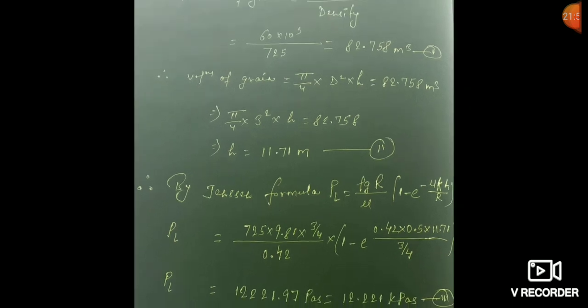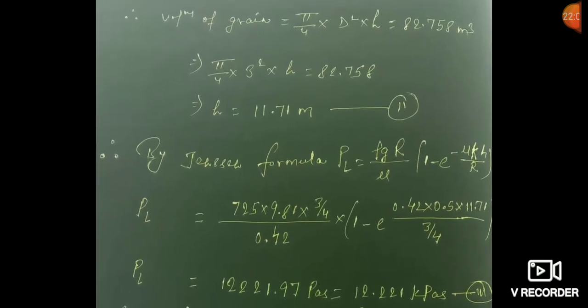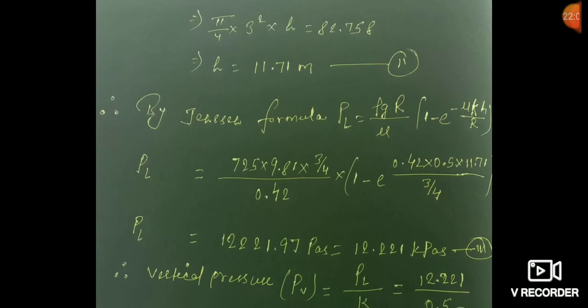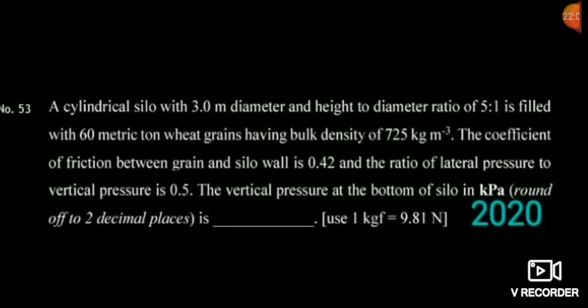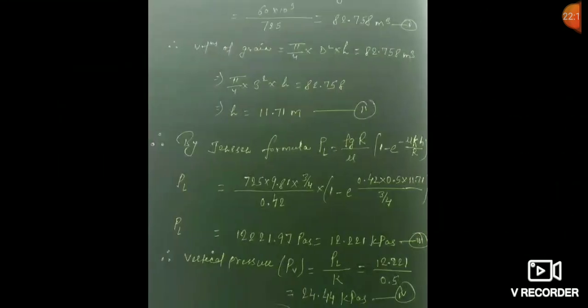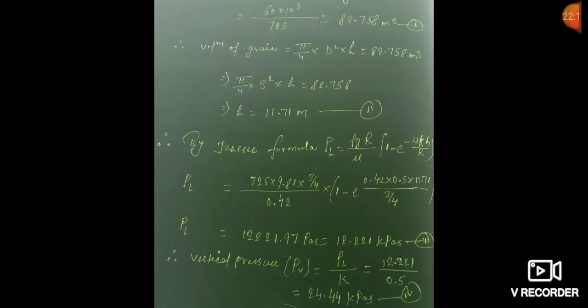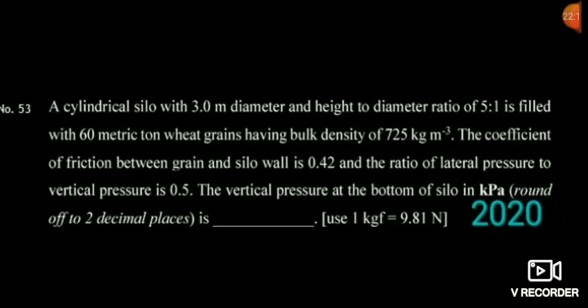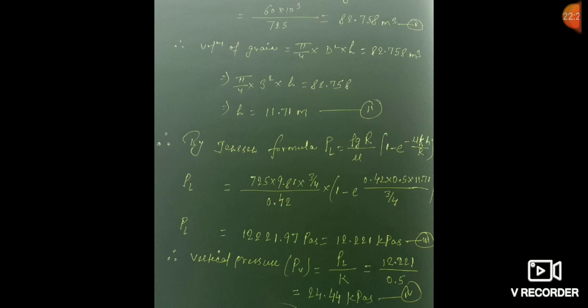Here I have calculated the height of grain, that is h value is 11.71. And friends, after that it is easy. You see that by Jensen formula. Friends, you can also check it. Here you can easily see that the height of grain is greater than the diameter of silo, because diameter is 3 meter and the height of grain is 11.71.